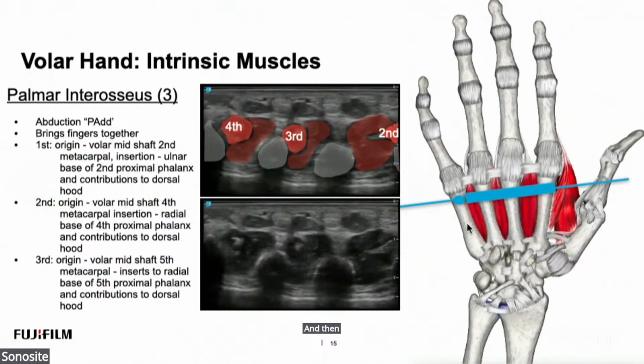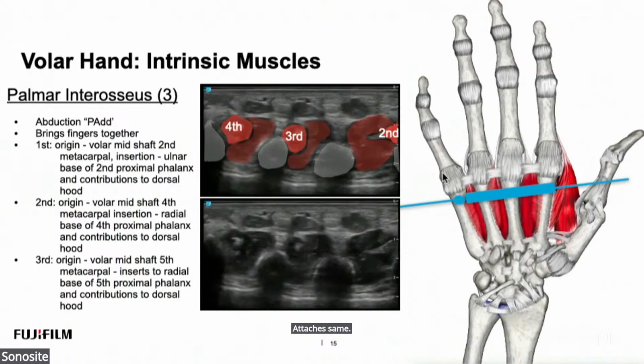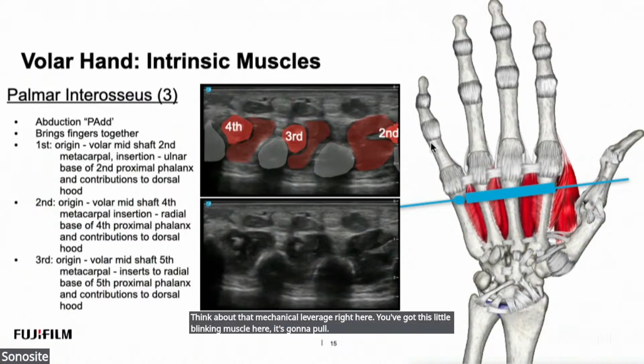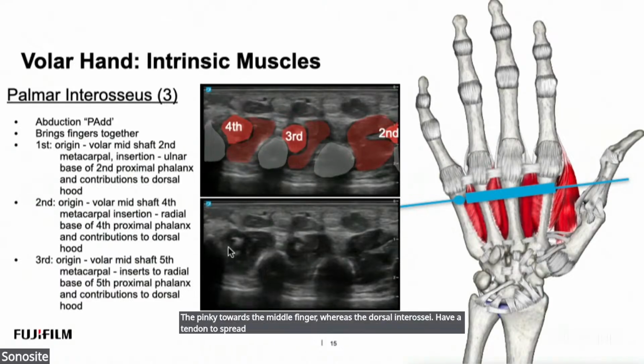And then the third, the last one, you see it originates on the radial base of the fifth, attaches same away from the middle finger. There's kind of a pattern there. These all try to point themselves away from the middle finger, not towards the middle finger, because they are responsible for bringing the fingers together. So you have to think about that mechanical leverage right here. You've got this little muscle here. It's going to pull the pinky towards the middle finger, whereas the dorsal interossei have a tendency to spread the fingers apart. So that's one great way to remember it. And there's only 3 of those on the bottom.